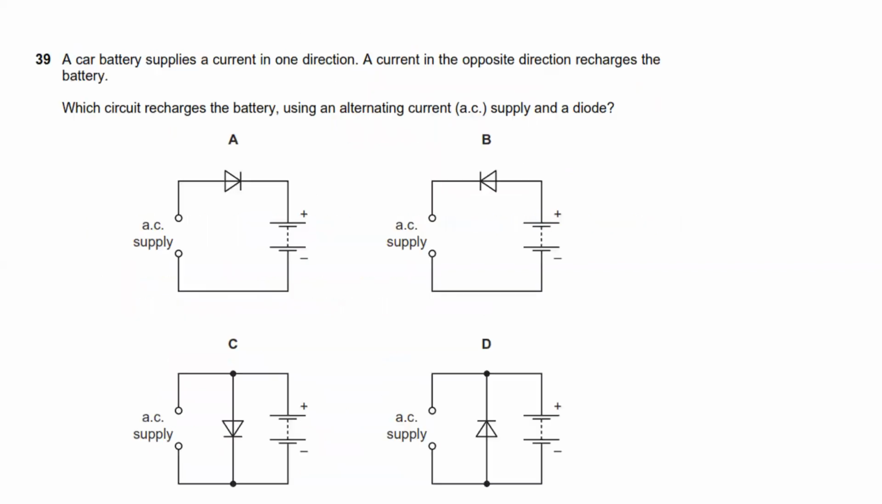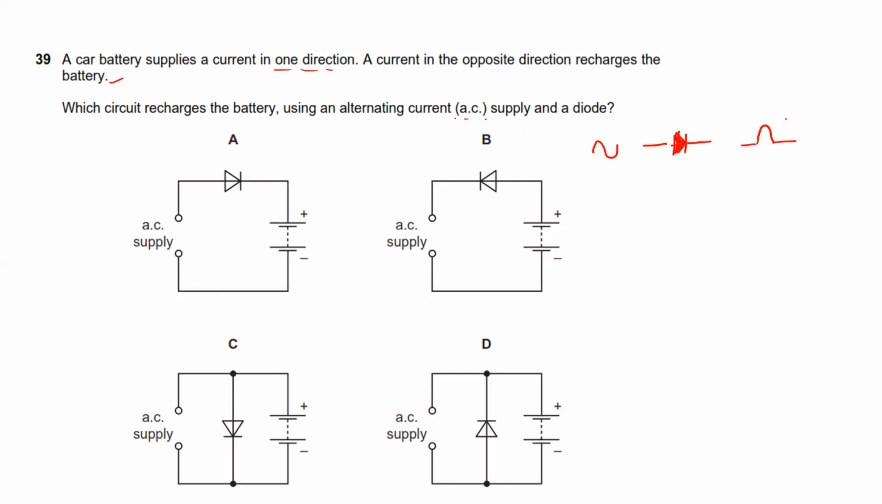Next question, question number 39. It says a car battery supplies the current in one direction. The current in the opposite direction recharges the battery. Which circuit recharges the battery using AC supply and a diode? So remember, a diode blocks part of the AC signal. For example, if this is an AC signal, and this is a diode connected in this fashion, it will allow the positive half, but it will block the negative half cycle. And that will help you charge the battery in one direction.